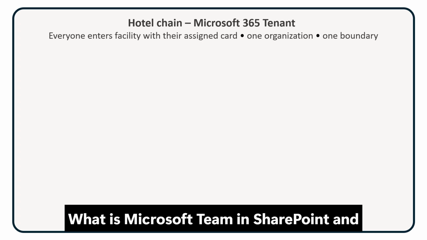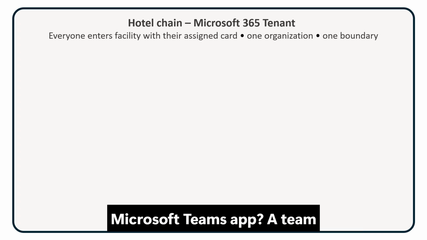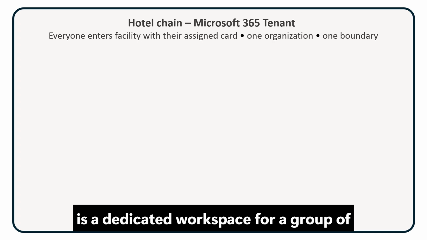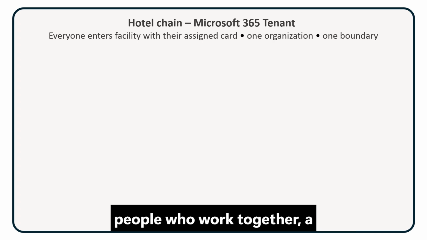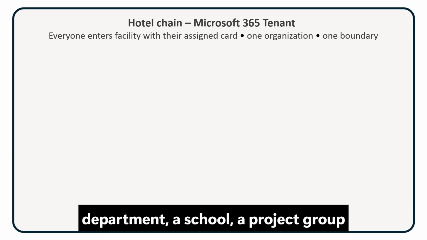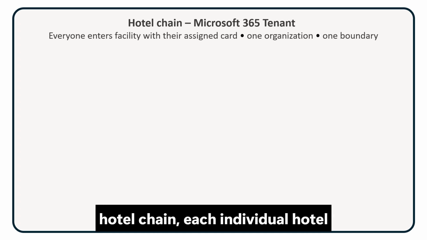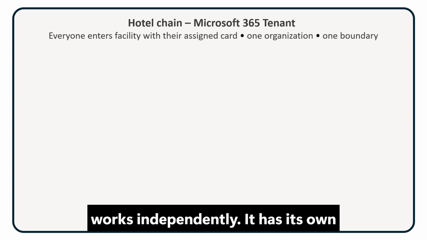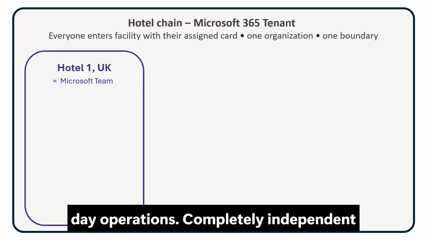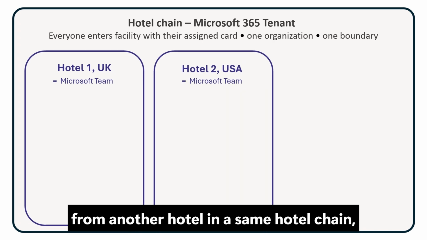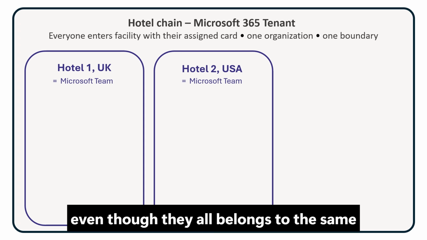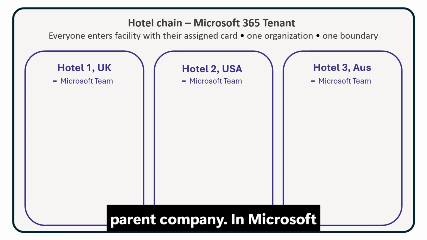What is a Microsoft Team, in SharePoint and the Microsoft Teams app? A team is a dedicated workspace for a group of people who work together: a department, a school, a project group, or a committee. Within that hotel chain, each individual hotel works independently. It has its own staff, its own guests, its own day-to-day operations, completely independent from another hotel in the same hotel chain, even though they all belong to the same parent company.